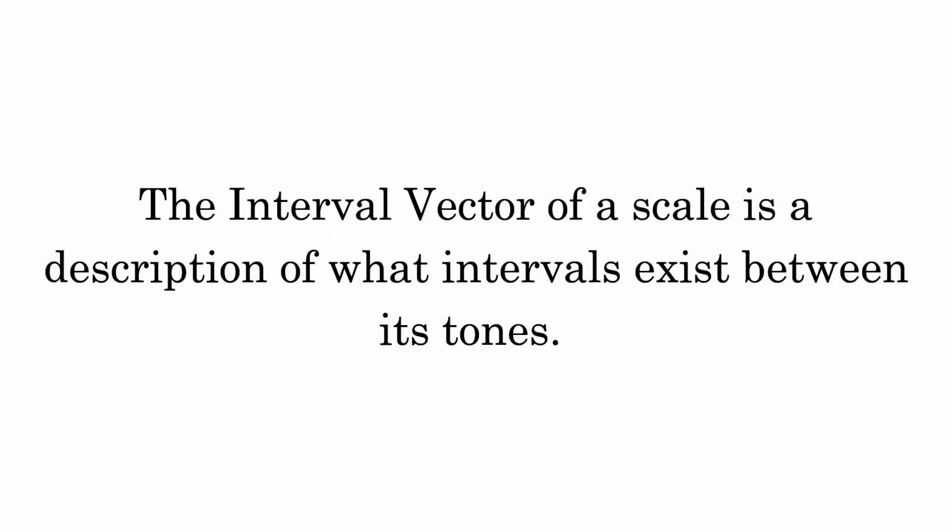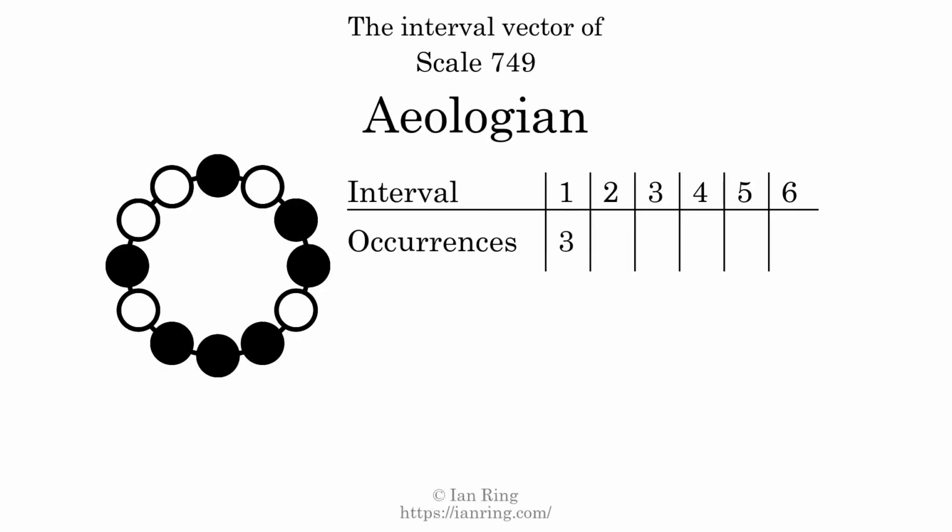The interval vector of a scale is a description of what intervals exist between its tones. There are 3 intervals with the size of 1 semitone. They are here, here, and here. There are 4 intervals with the size of 2 semitones. They are here, here, here, and here.